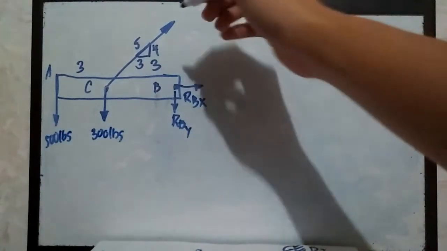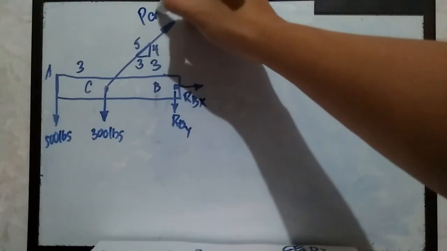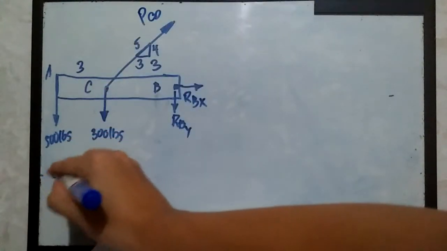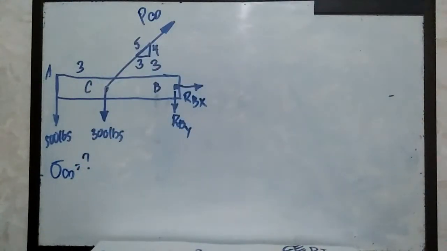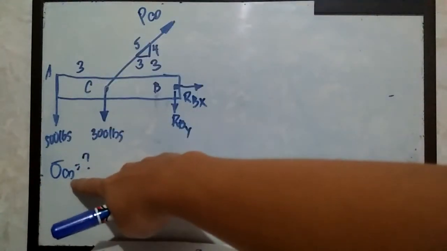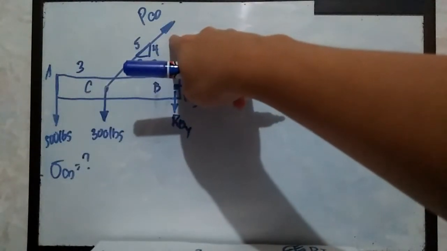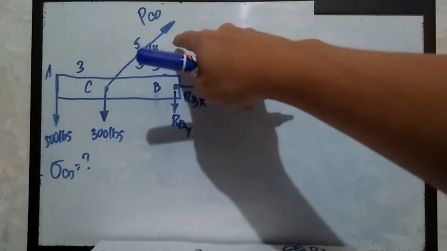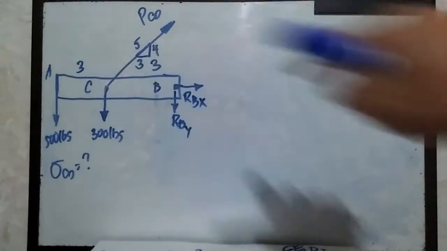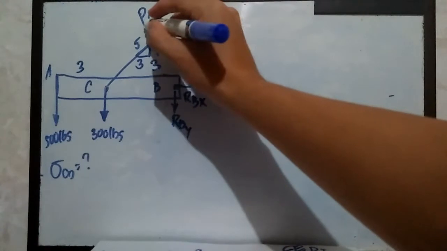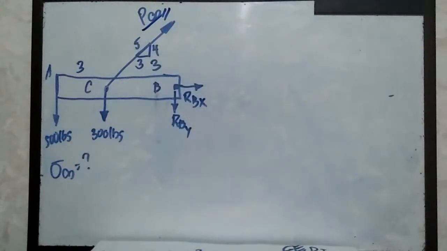So all we need to do is to solve first for this P sub CD, because we are tasked to solve for sigma sub CD, question mark. And before we can solve for the stress imposed here on our cable, we must first find the internal force that is being generated here in our cable. So we're going to look first for P sub CD.